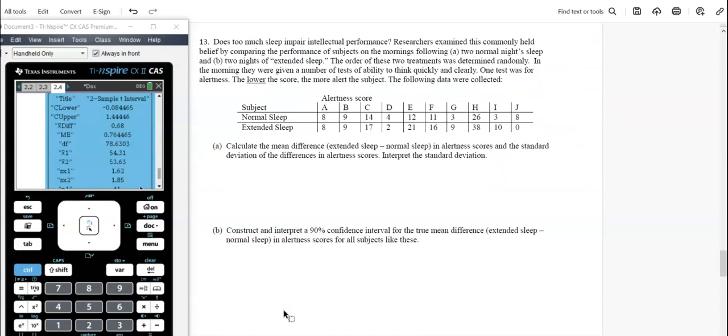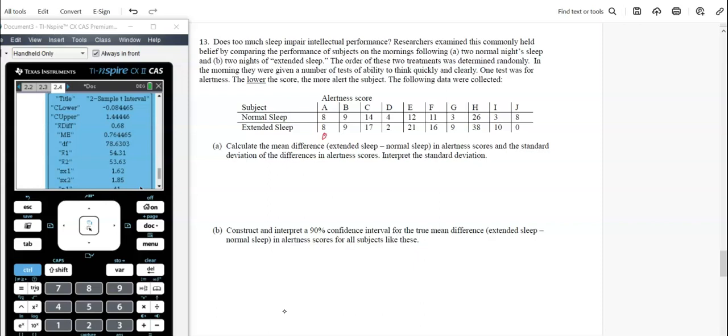Does sleep impair intellectual performance? Researchers examined this commonly held belief, comparing the performance of different subjects in the morning to normal light sleep and extended sleep. I don't think this is a problem for most of us. The order of these treatments was determined randomly. That's good. In the morning, they were given a number of tests to see how quickly they think. The lower the score, the more alert the subject. Okay, so we really want to get the differences here.